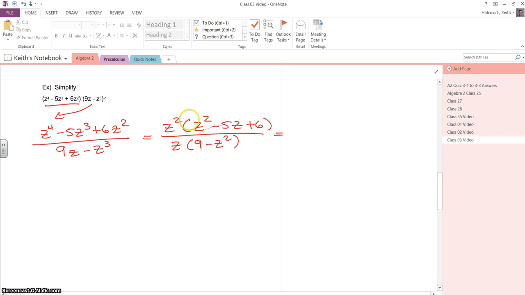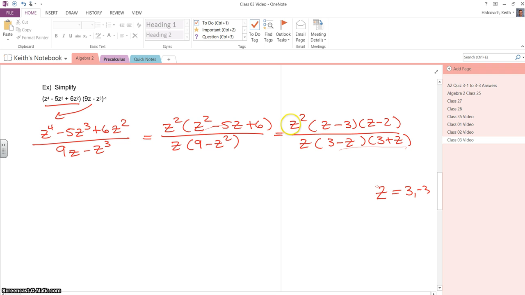Factoring the numerator, the factors of 6 that add to negative 5 are negative 3 and negative 2, so it's z minus 3, z minus 2. And then here it's a difference of two squares, so it's 3 minus z and 3 plus z. So then you are going to look to see what z cannot equal. In this case, z cannot equal 3 or negative 3 or 0, because 0 would make z equal 0, 3 would make that, and negative 3 would make that.